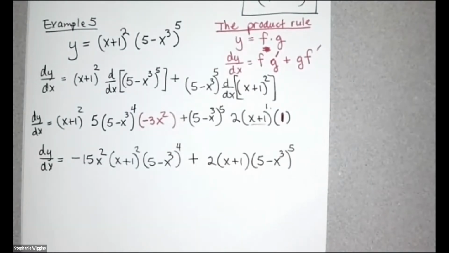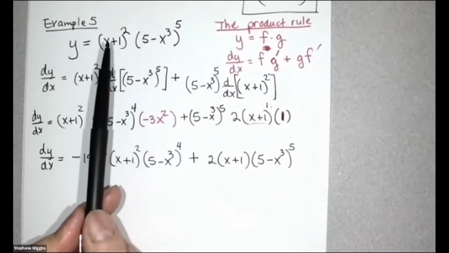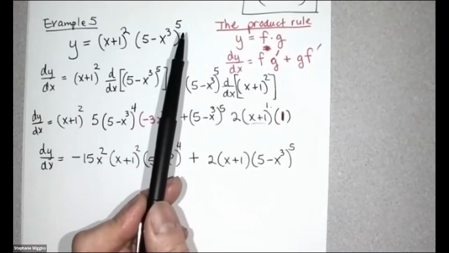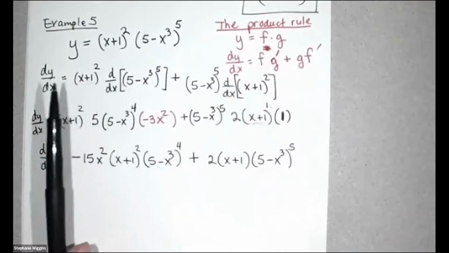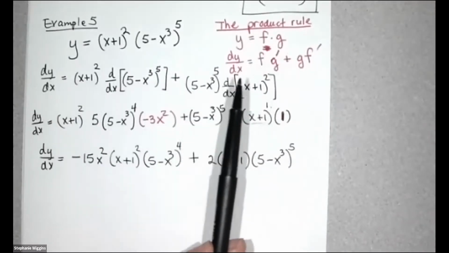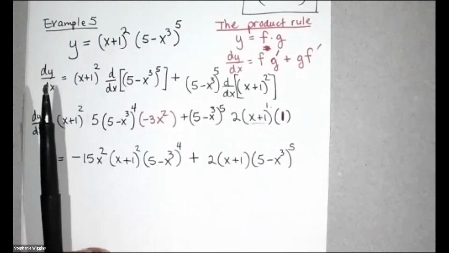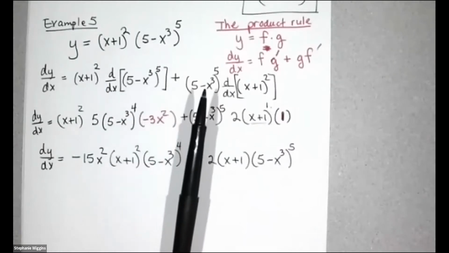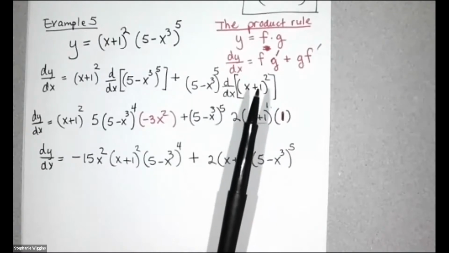So just to recap, my first observation is that this is a product. I have x plus 1 squared times 5 minus x cubed to the 5th power. So this is a product. I'm going to have to use the product rule. That is done right here. The product rule says when you take the derivative of a product, you take the first function times the derivative of the second, plus the second function times the derivative of the first. So that's what I did here.